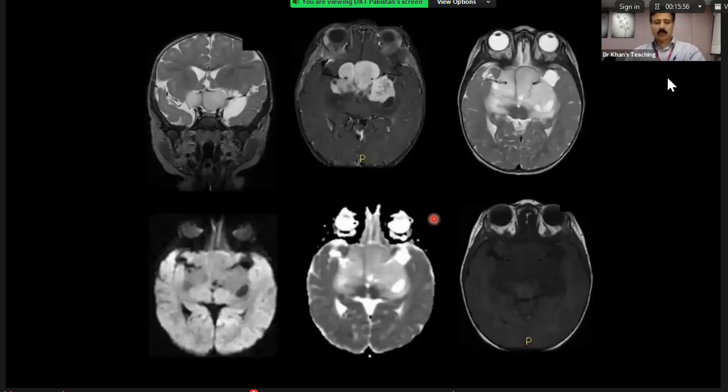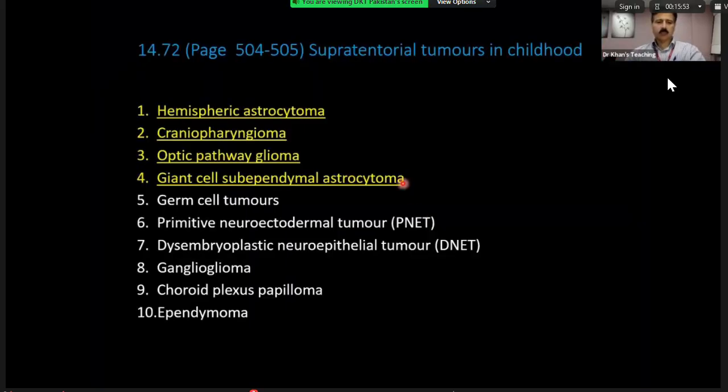So, supratentorial tumors in children, and optic nerve glioma is one of the list.